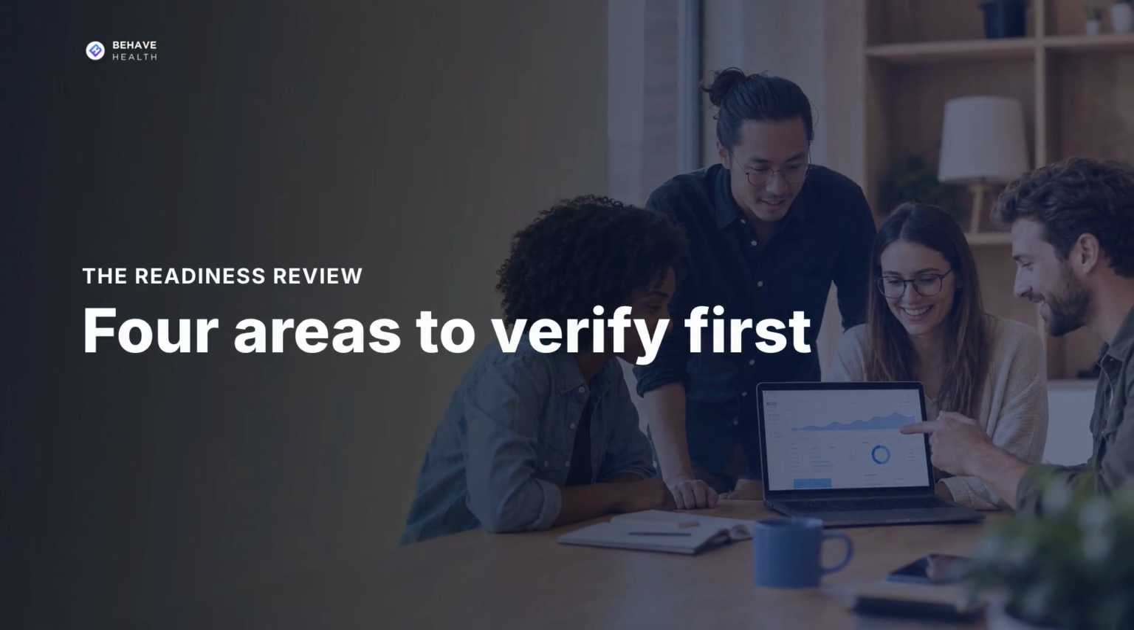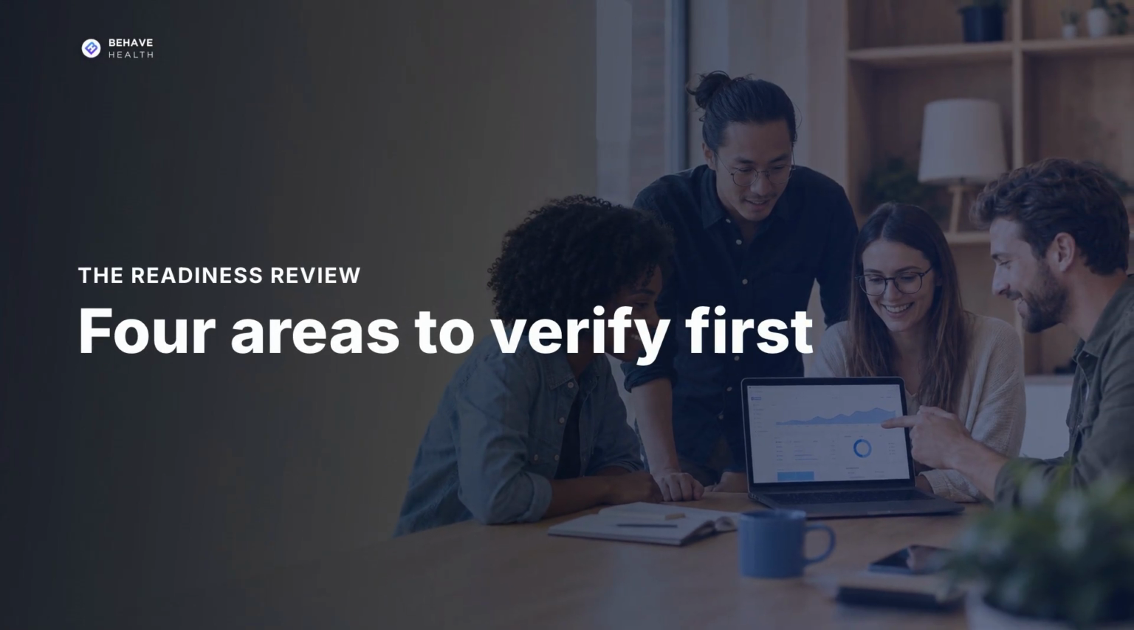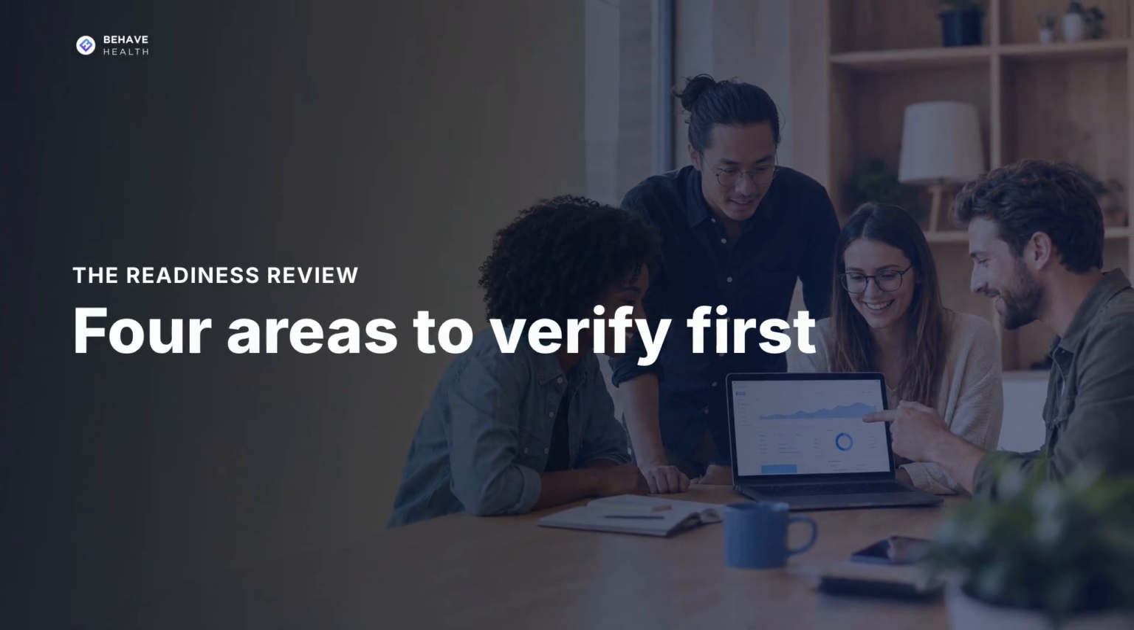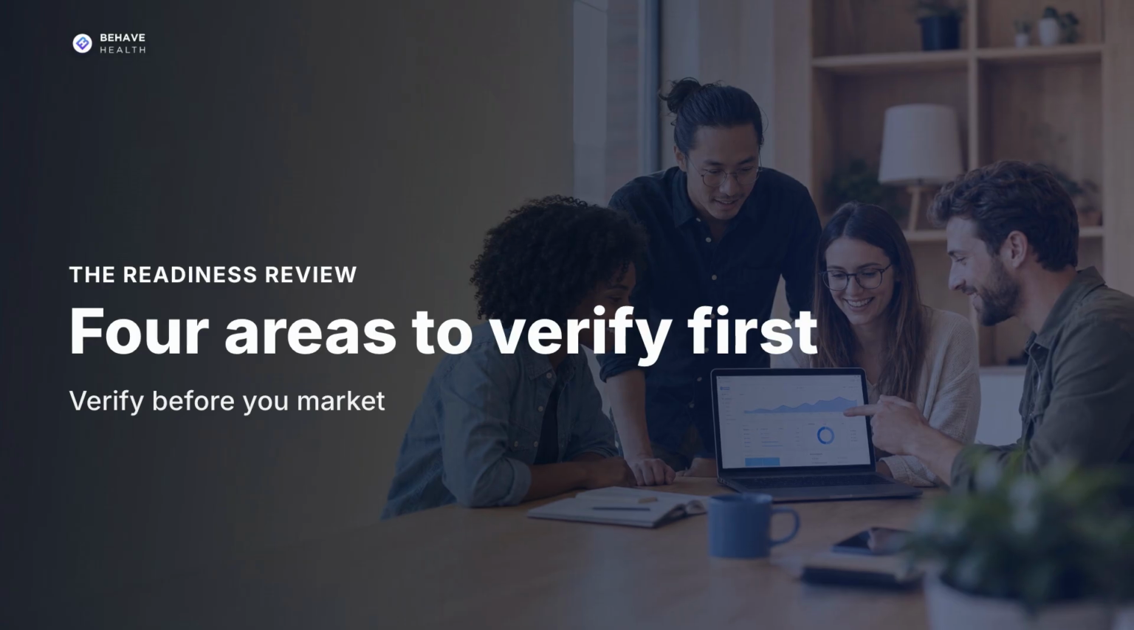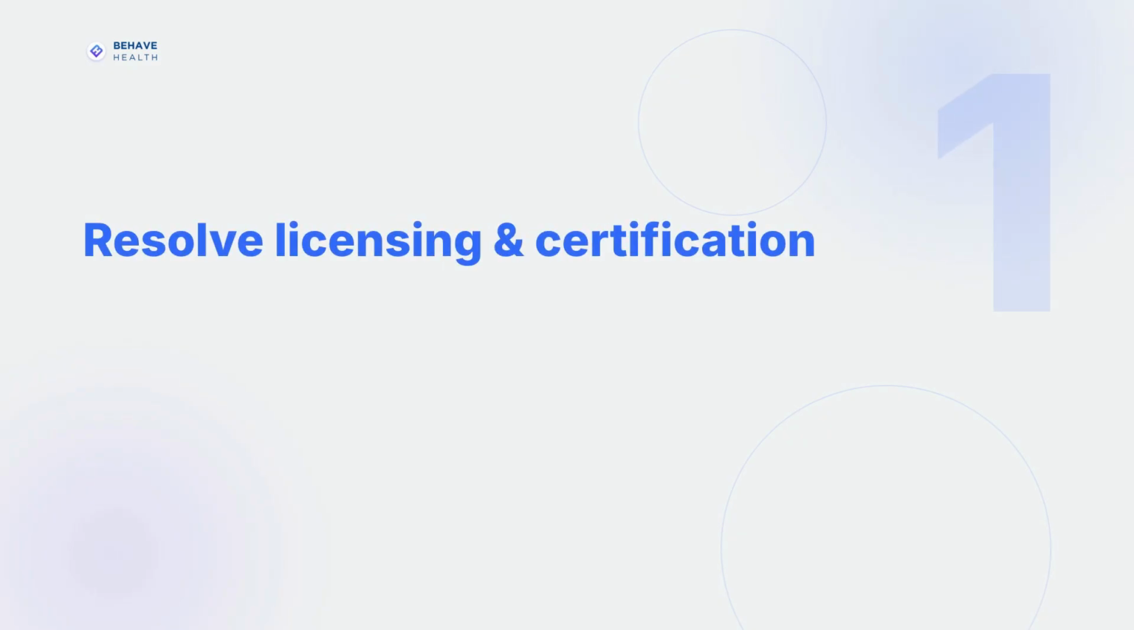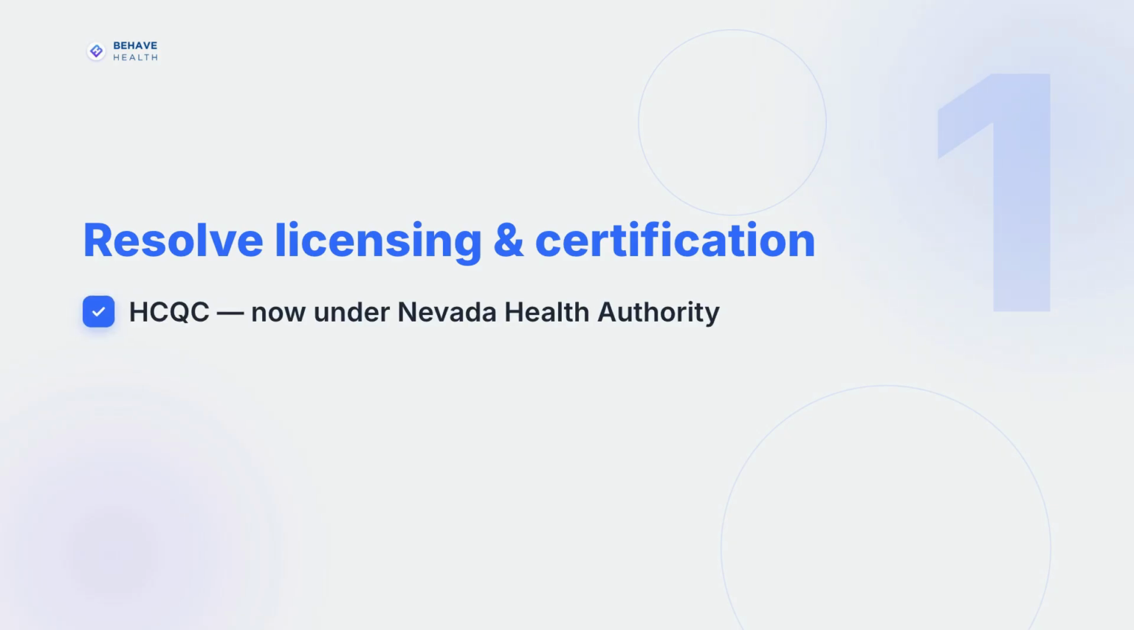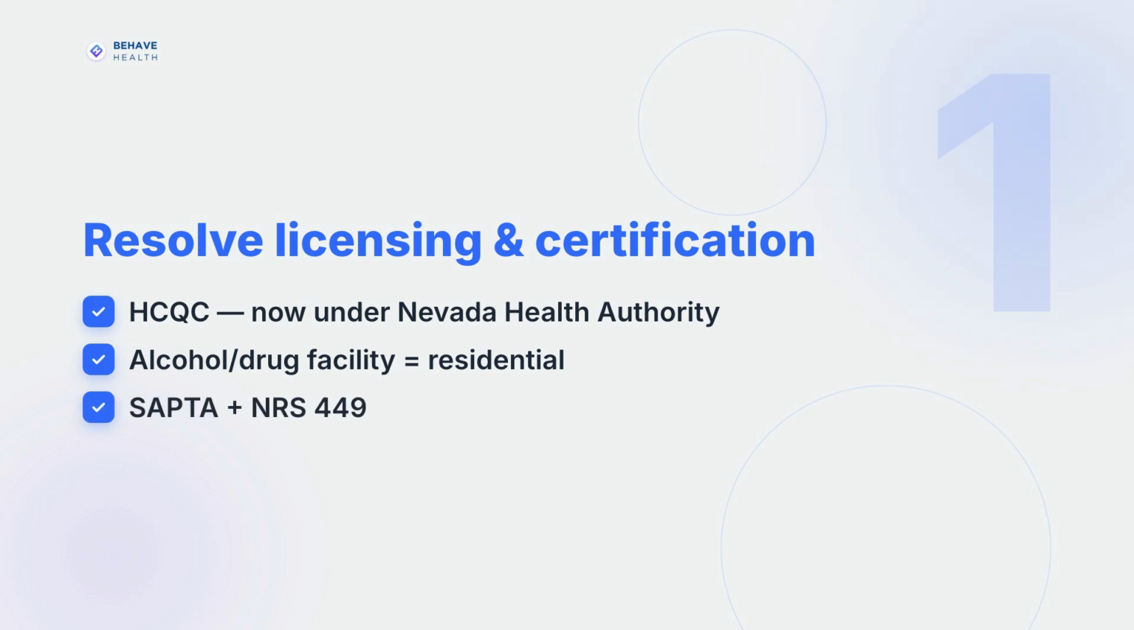Before you market the program, work through 4 areas: licensing and certification, staffing, location, and payer readiness. Let's take them in order. Step 1. Resolve the licensing and certification question with the actual agencies. Start with the current HCQC health facility licensing page. HCQC moved to the Nevada Health Authority in July 2025. HCQC's alcohol and drug facility category is defined as residential treatment, so do not assume every outpatient conversion falls there. Check SAPTA, where substance use treatment certification is relevant, and review NRS 449 for statutory context.